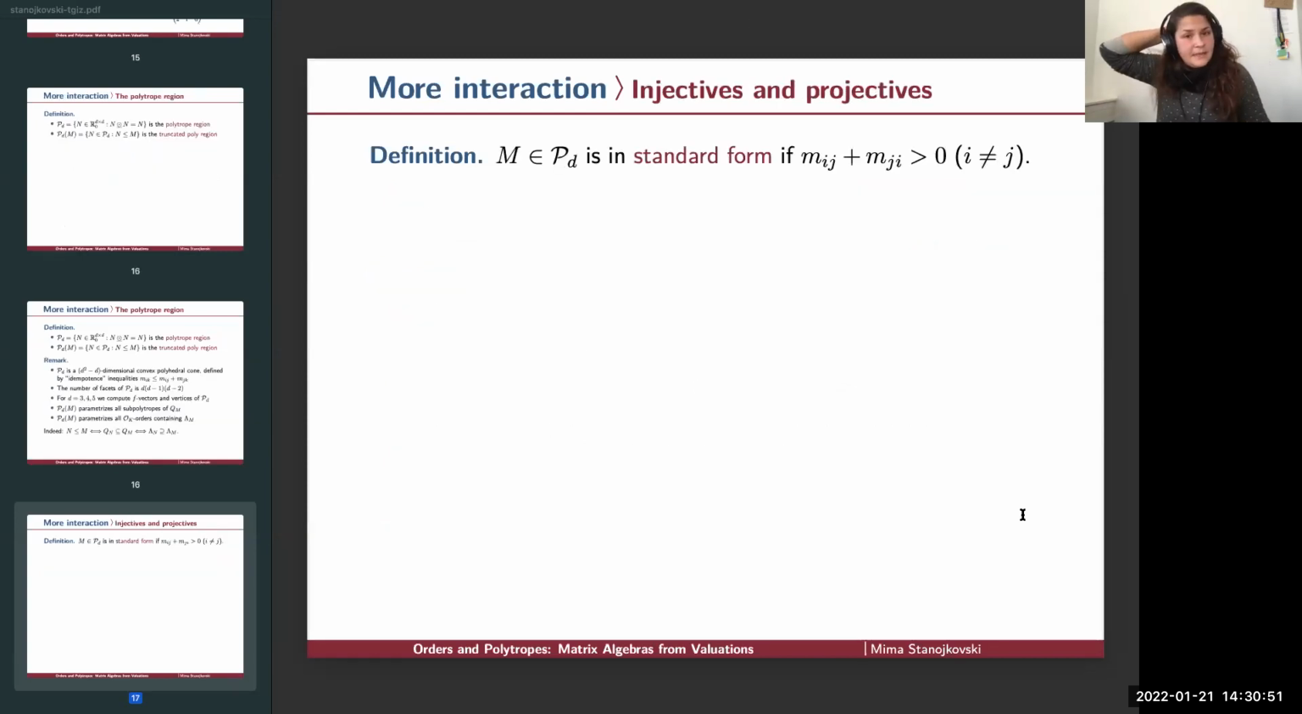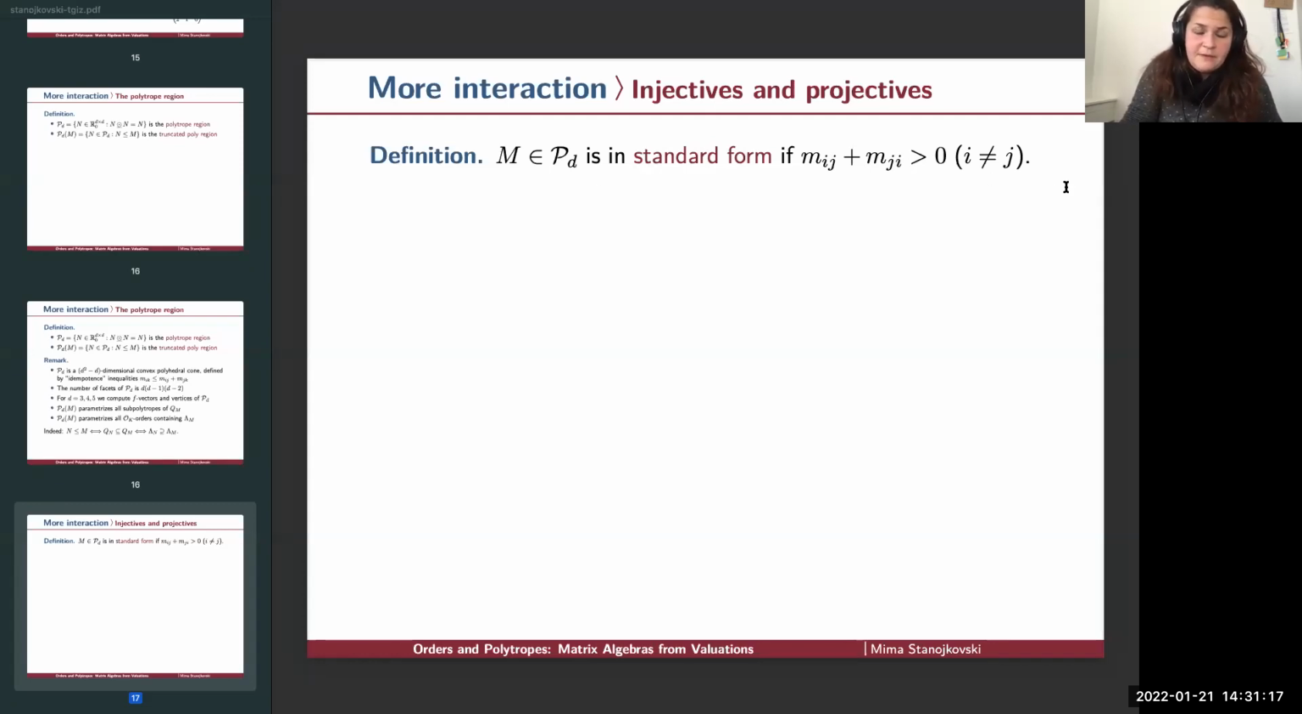And now there are some matrices that are somehow nicer to deal with because they really allow us to say a lot about the structure of modules and of whatever the polytrope parameterizes. And these are just the matrices that satisfy Mij plus Mji, and we call them in standard form.